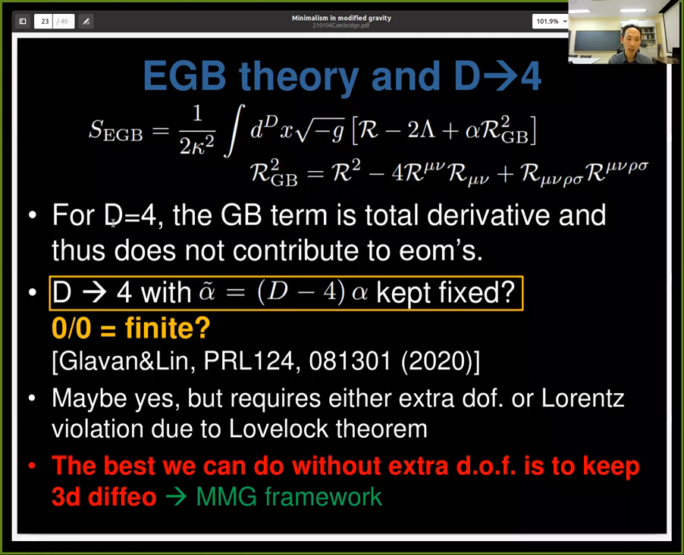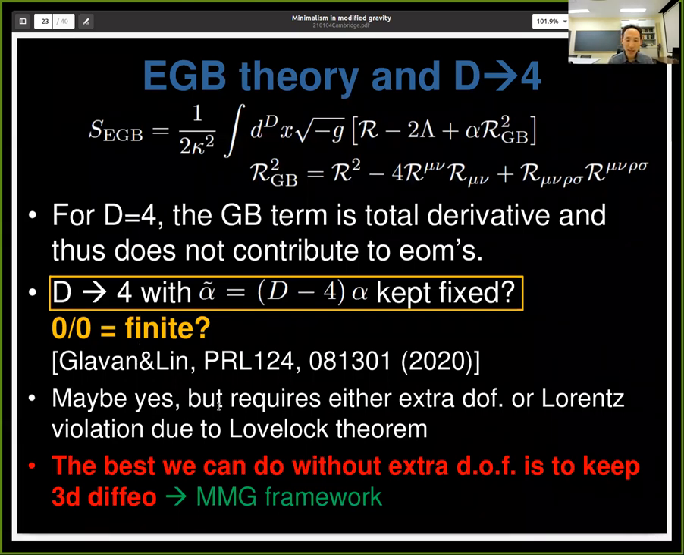And indeed, in 4 dimensions, the Gauss Bonnet term is a total derivative and therefore does not contribute to the equation of motion usually. But these people asked an interesting question: what happens if we keep this combination finite and send D to 4? In this limit, alpha diverges, where alpha is the coefficient in front of the Gauss Bonnet term. Okay. So in a sense, we have 0 divided by 0. So the question is, can this be finite and interesting? This is the question.